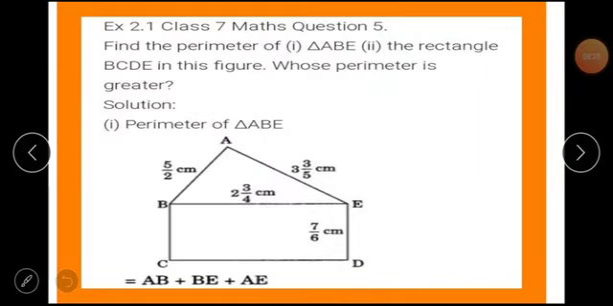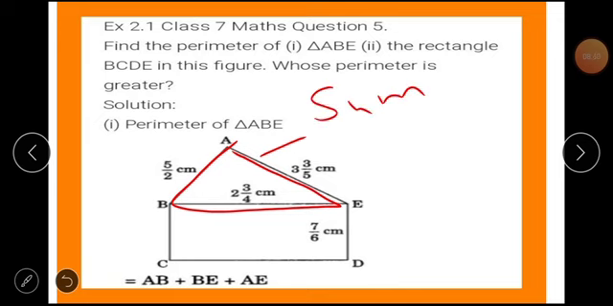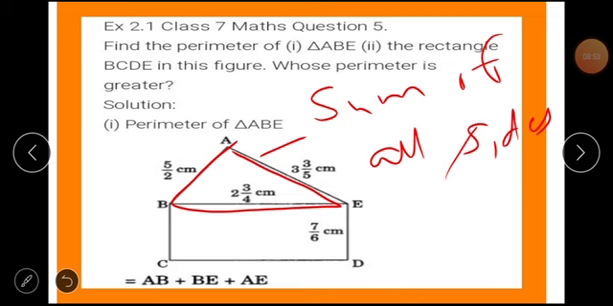Now students, next move on to our question number 5, that is find the perimeter of triangle ABE. Students, this shape is given in the question and you have to find the perimeter of A, B and E. And we know how we can calculate the perimeter of a triangle? Sum of all sides of this triangle.